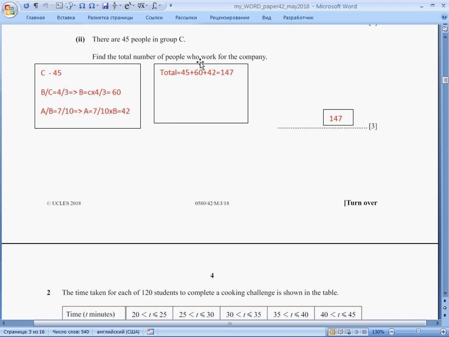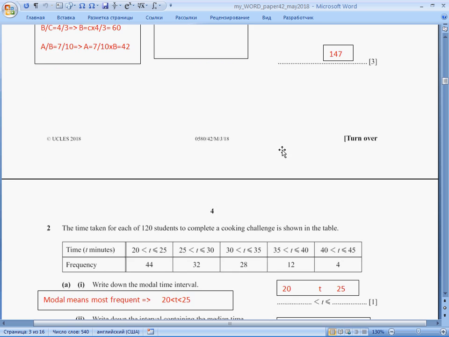Find the total number of people who work for the company. C 45, B to C 4 over 3, cross multiply. B equals 60, A to B 7 over 10, A is 42. Then we add these numbers to find the total, 147.